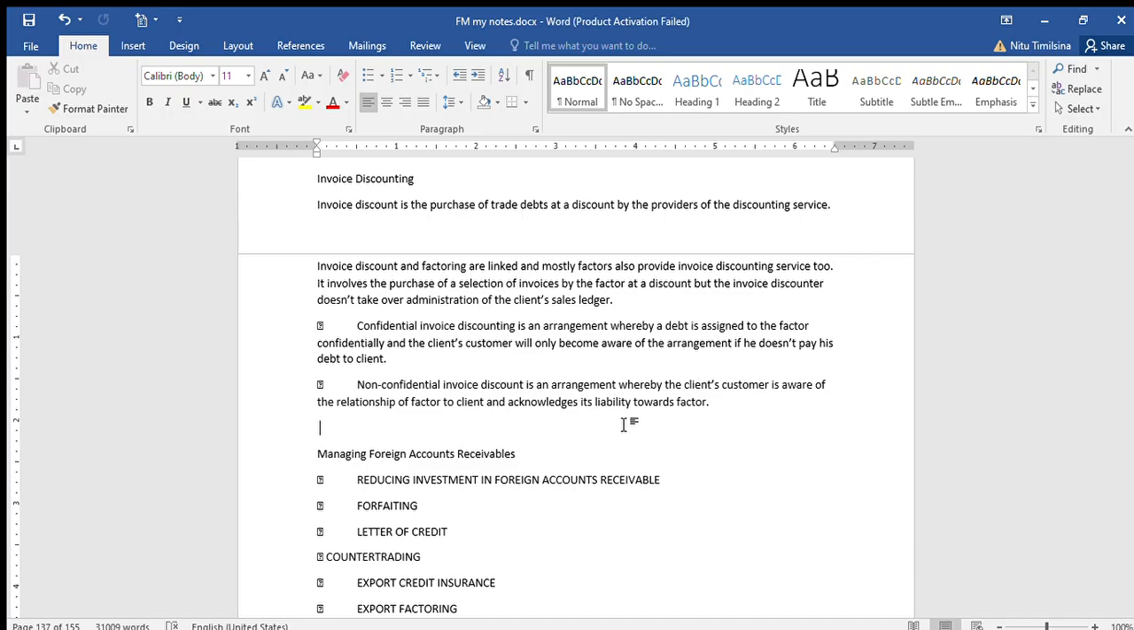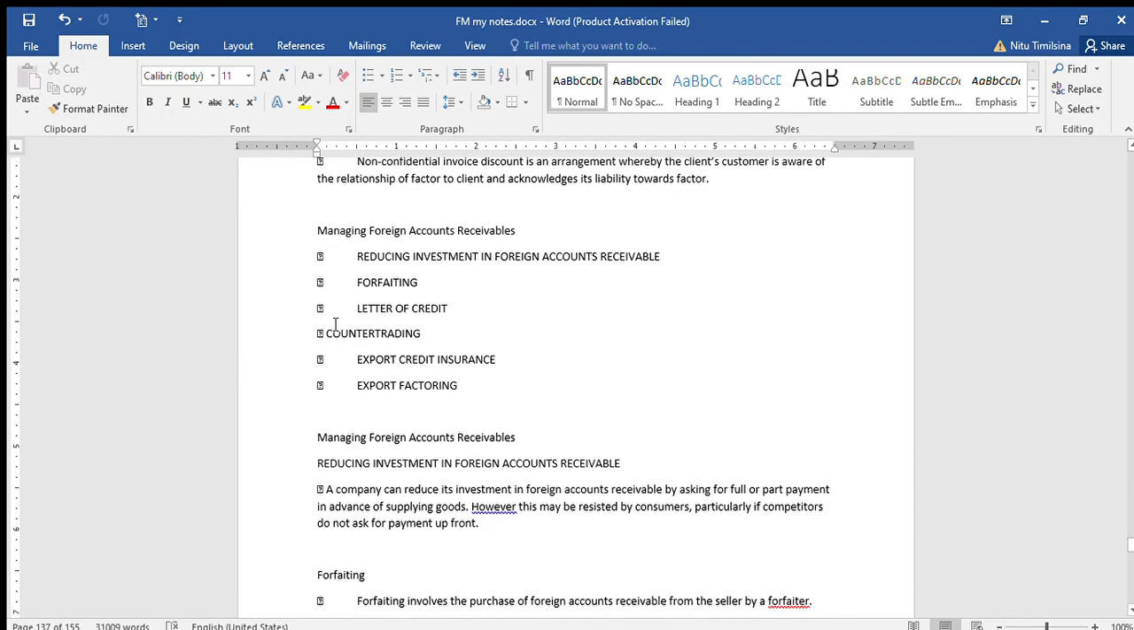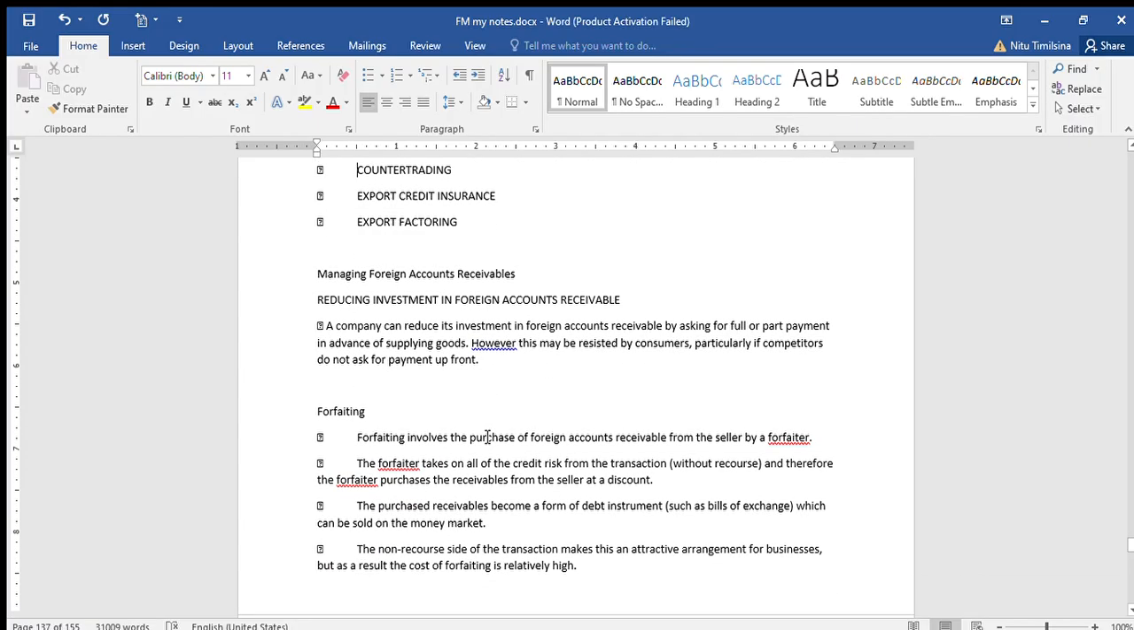Managing foreign accounts receivable. Foreign accounts receivable management methods include reducing investment in foreign accounts receivable, forfeiting, letter of credit, counter trading, export credit insurance, and export factoring.